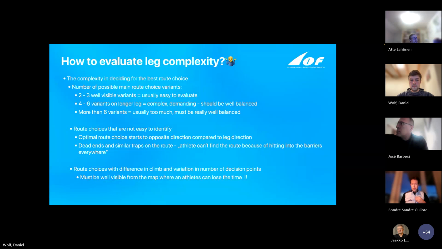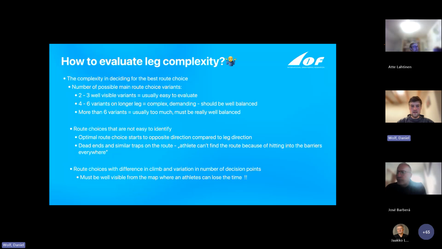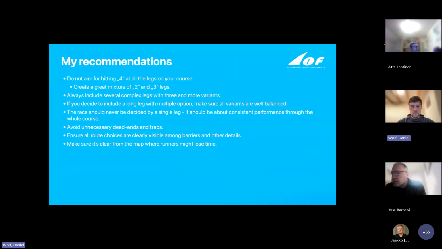And you should be careful that the route choices that are not easy to identify are usually those where the optimal route choice starts in exactly the opposite direction compared to the leg direction. Both athletes said to me that this is usually the most difficult for them to evaluate. And also when you implement a lot of dead ends and similar traps on the road, athletes can't. It's the case like the Imatra case, when the athlete can't find the road because of hitting barriers everywhere on every possible route choice. It's also not good. And another remark regarding the no shuttle case, it must be well visible from the map where an athlete can lose the time.